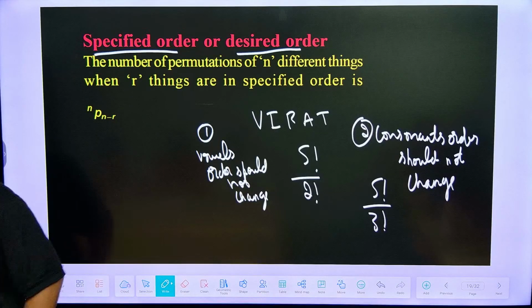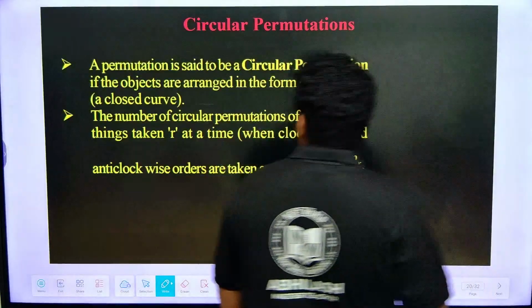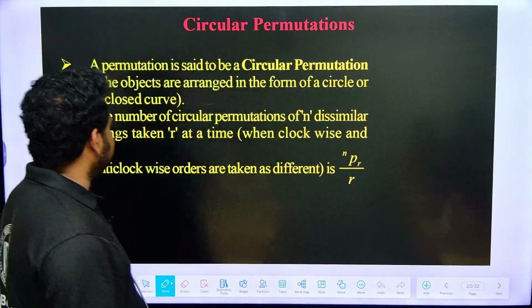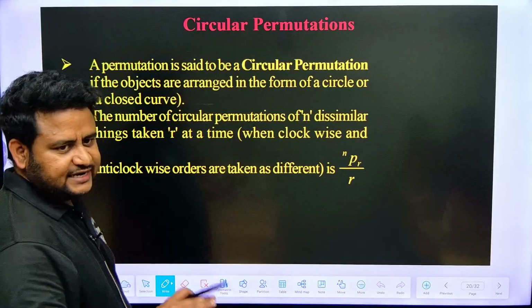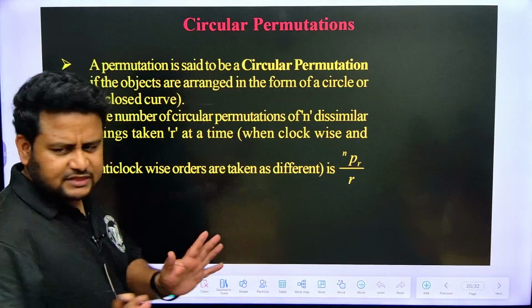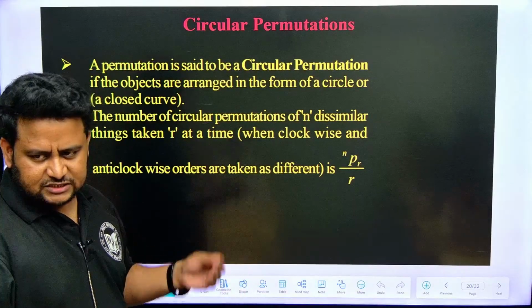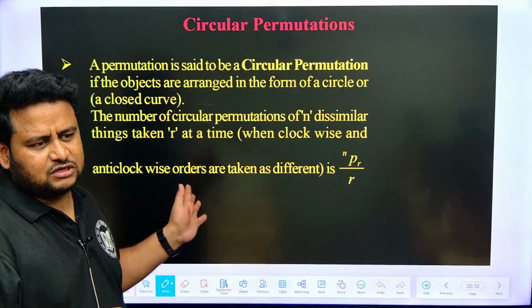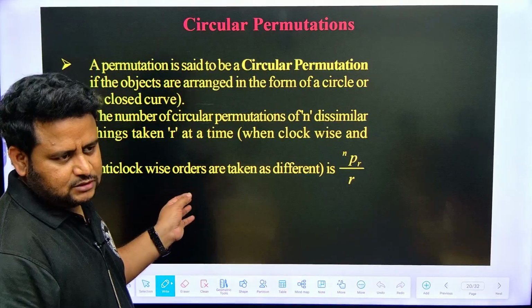Done, all of you? Now let us go to circular permutation, very simple and very interesting. A permutation is said to be circular when objects are arranged in the form of a circular closed curve. That is, there is no starting and ending point, as I told you. Clear with linear permutation? Whatever questions we have solved, based on those concepts only they will ask. You have to know the concepts. That is very important.